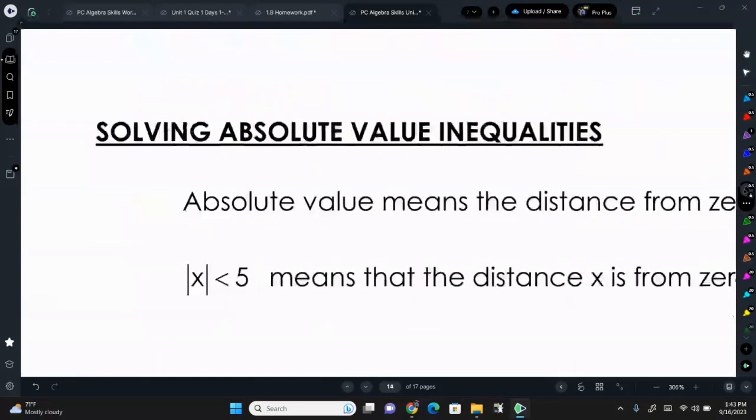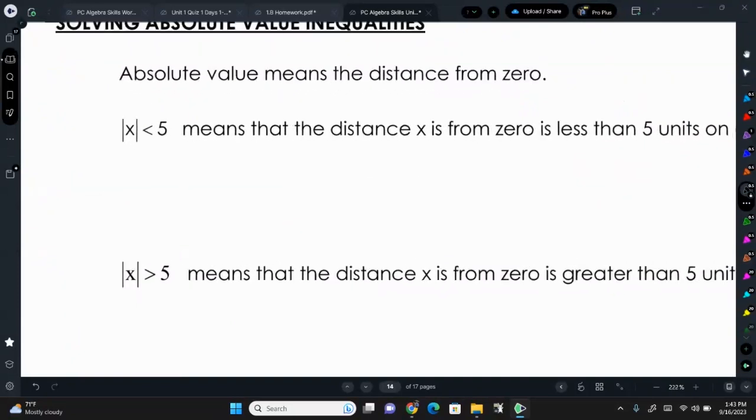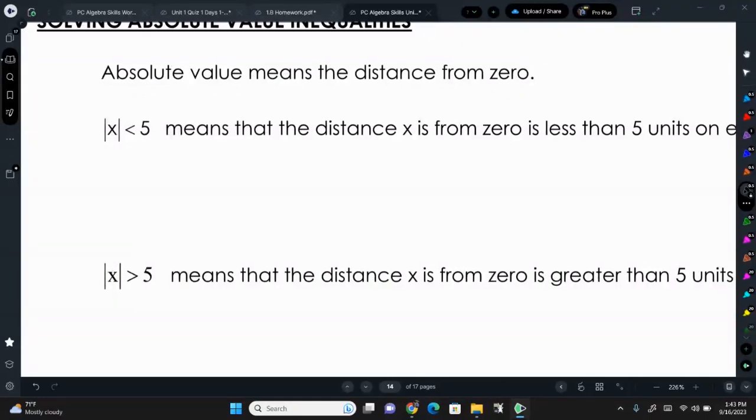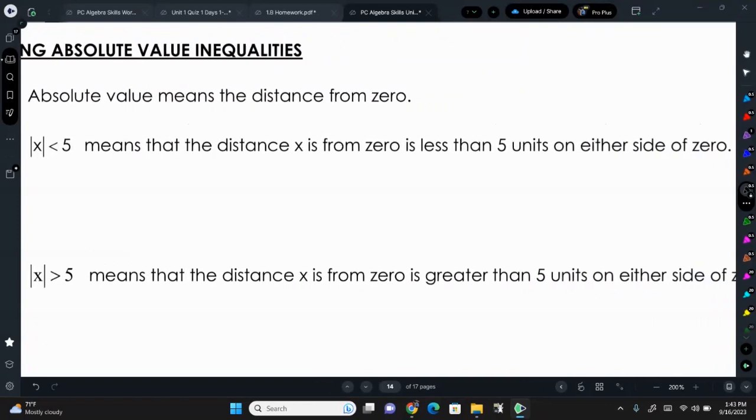Right now, on the next page, we're going to talk about absolute value inequalities. Because remember, absolute value means the distance away from 0. So if I say that the absolute value of x is less than 5, what that means is that the distance x is from 0 is less than 5 units, but that could be on either side. Because if we look at a number line, there's 0, 1, 2, 3, 4, 5, -1, -2, -3, -4, -5.